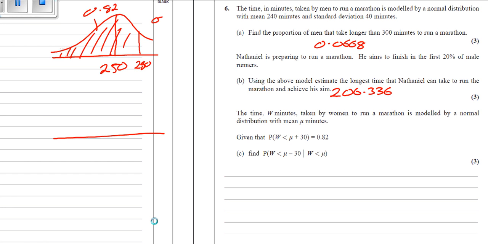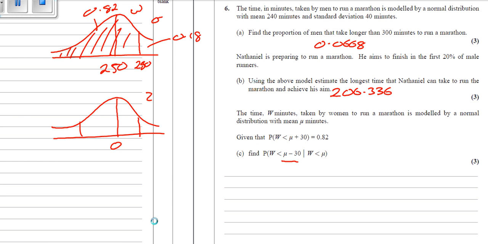So again, let's do another one here. Now we're on our Z curve. This is our W curve. This is our Z curve. But we're after the probability of mu minus 30. So if this was 0.82, this here was 0.18.